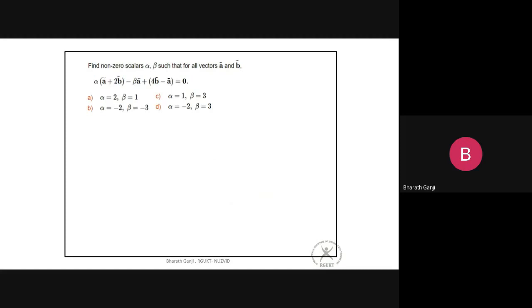But right now here is a question. Find the values of alpha and beta, given a bar and b bar are vectors. Here is the equation of vectors. So can you tell me what the answer is? You can post the answer in the comments, or you can unmute and tell me the answer.